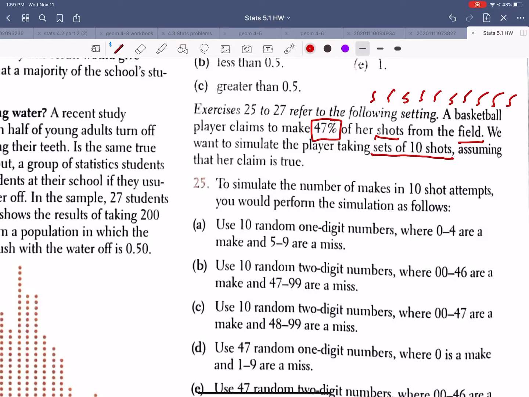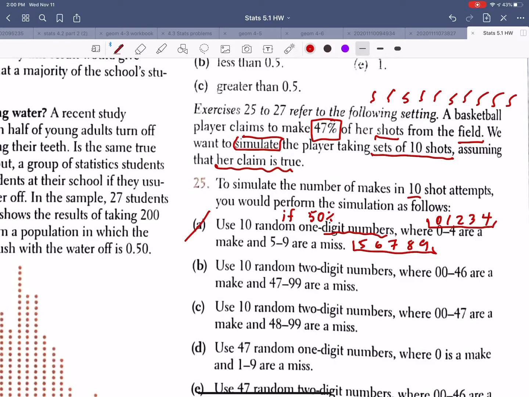Assuming that our claim is true, how would we go about simulating this? To simulate the number of makes in 10 shots, you'd perform a simulation as follows. Use 10 random 1-digit numbers, where 0, 1, 2, 3, and 4 would be a make, and 5, 6, 7, 8, and 9 would be a miss. This would be a great way to set up the simulation if her shot ratio was 50%, but it's not. It's 47.